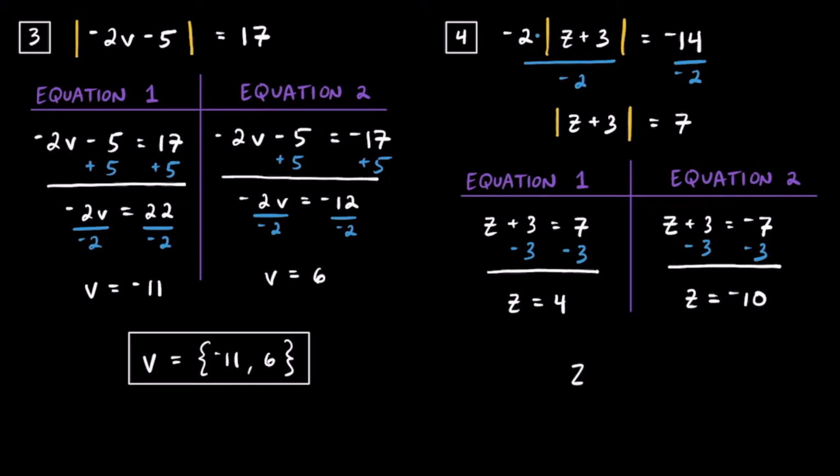The two values that make this equation true are when z is equal to negative 10, and when z is equal to positive 4. Those will be our two solutions here.